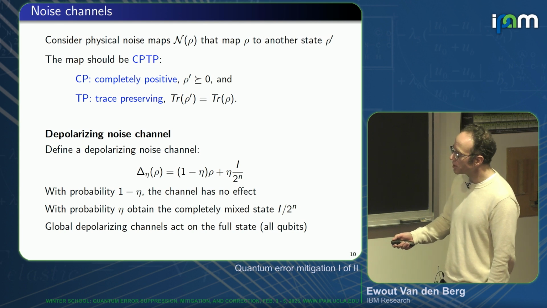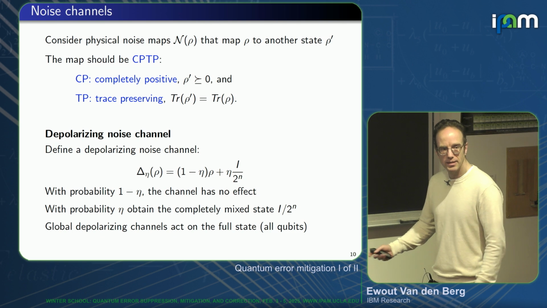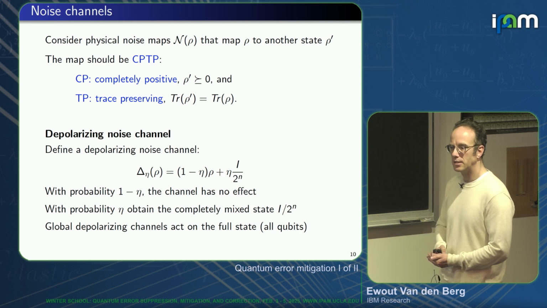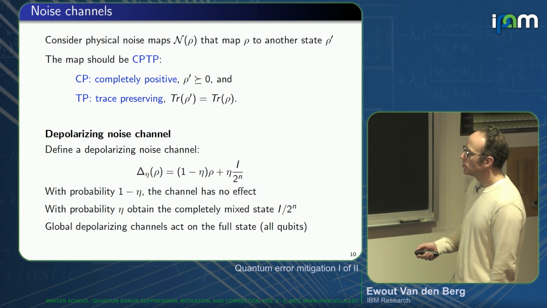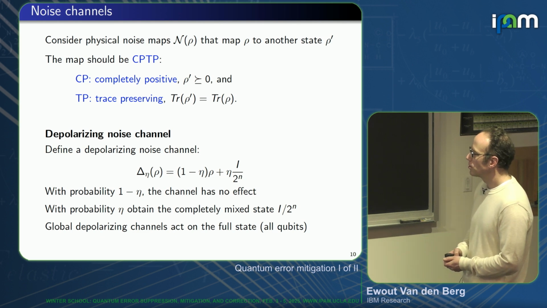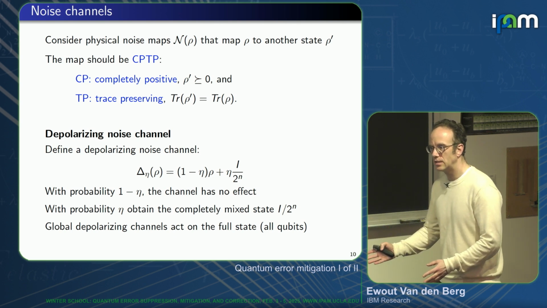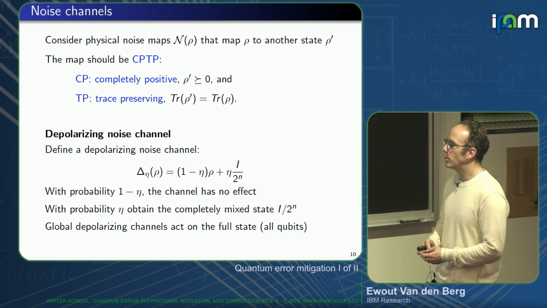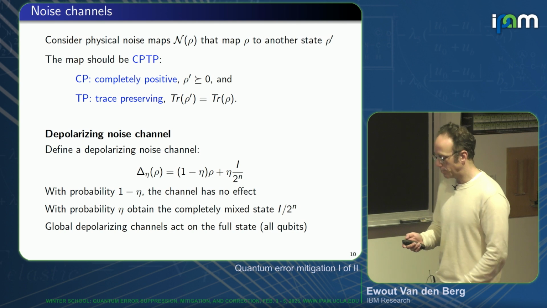So if you apply that on a state with some probability 1 minus eta, it does nothing. And with probability eta, you get the maximally mixed state. Right? You can also define a global depolarizing channel, so that acts on the full state on all qubits. In a lot of error situations, you say, well, you have local depolarizing noise, maybe single qubit or 2 qubit, just for simplicity.